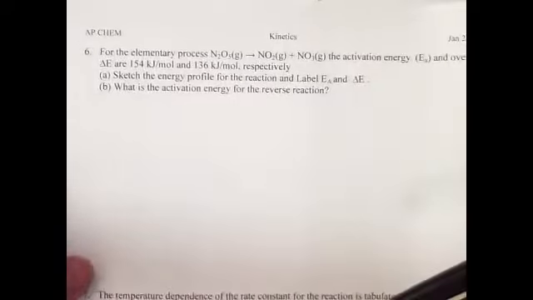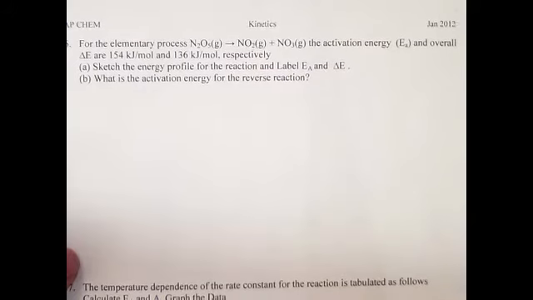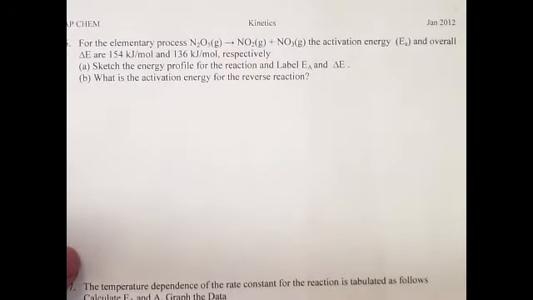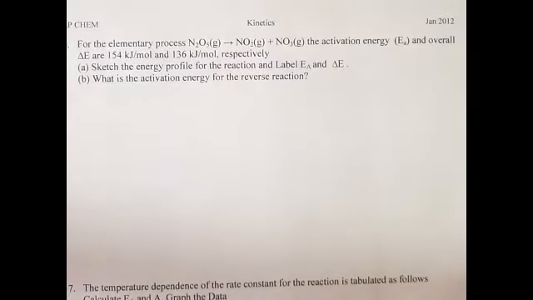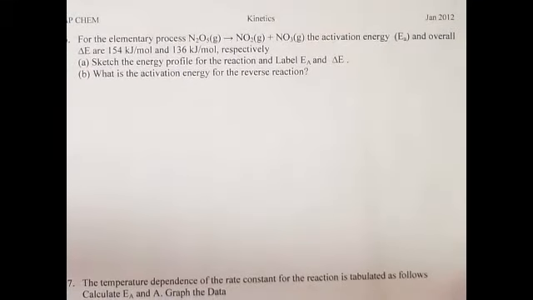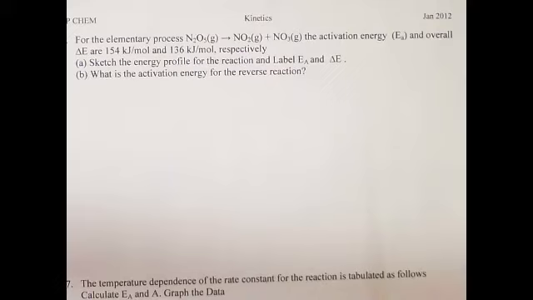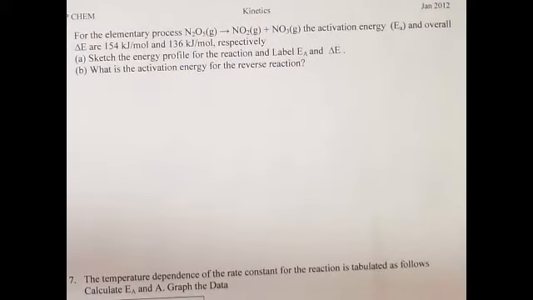So on the last part here, it says, for an elementary process, N2O5 produces nitrogen dioxide and nitrogen trioxide. The activation energy, EA, and overall delta E are 154 kilojoules per mole and 136 kilojoules per mole, respectively. So 154 kilojoules per mole and 136 kilojoules per mole.